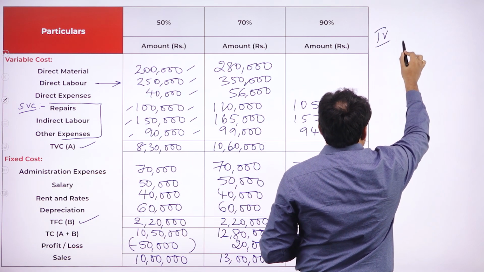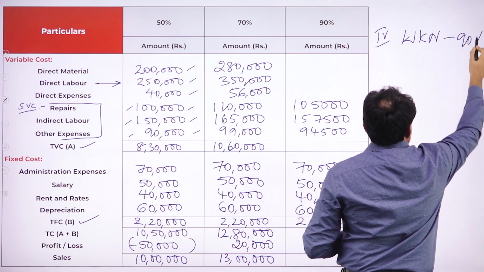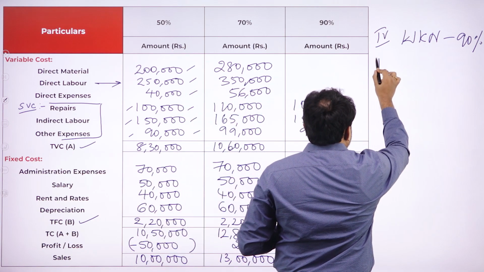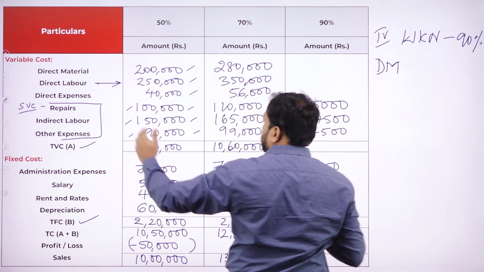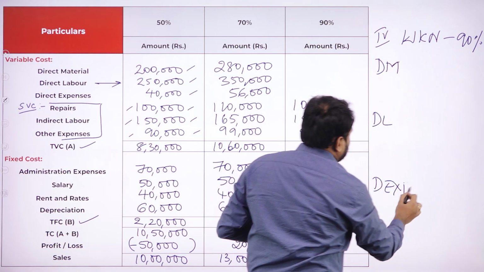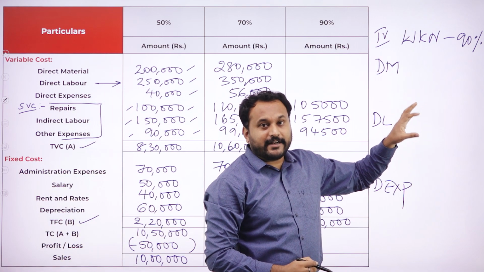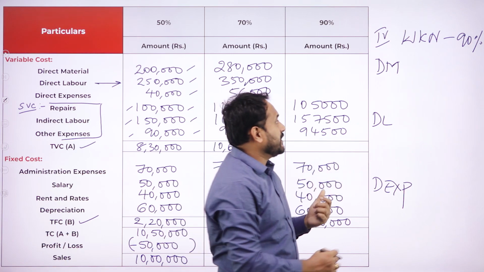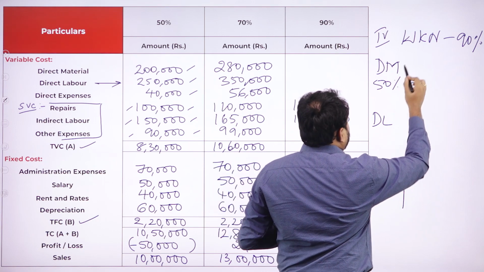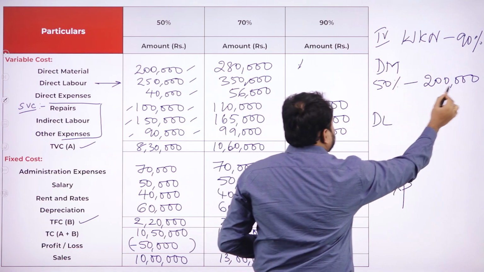This is the fourth working note. Working note for 90%. Now 90%. The first one is your direct material. Then we have direct labor and direct expenses. So these are the things: direct material, direct labor, and direct expenses. For direct material, what you should do is, for 50%, direct material is, for 50% it is 2 lakh.